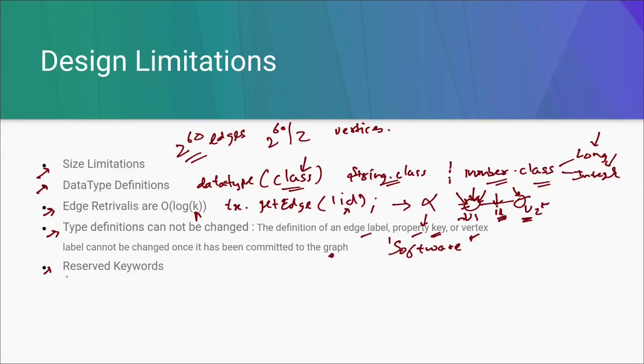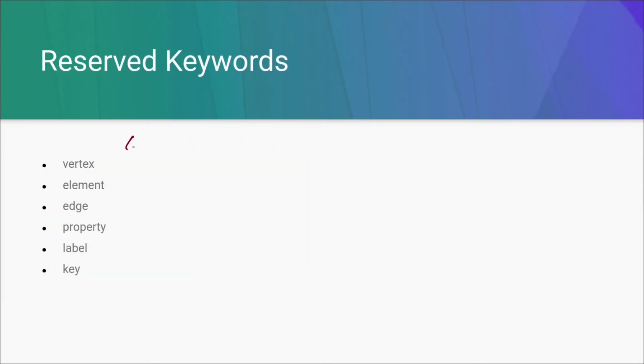The next limitation is reserved keywords. JanusGraph has some reserved keywords which cannot be used in an edge label, vertex label, or property key. Let me show you the total list of reserved keywords. So these are a total of 6 reserved keywords that cannot be used in the name of a vertex label, edge label, or a property key. These reserved keywords are vertex, element, edge, property, label, and key.